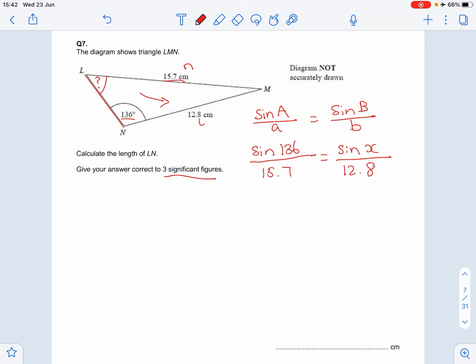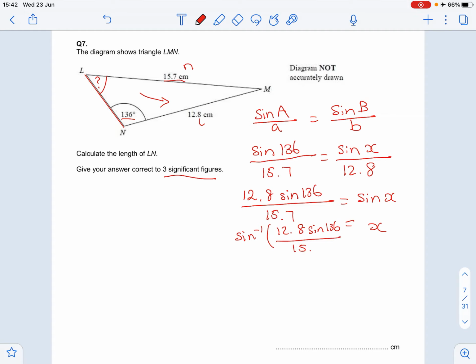So just rearrange my equation and find X. So this is 12.8 sine 136 over 15.7 equals sine X. And remember, to find the angle, we need to do sine minus 1. Please have a go at typing onto your calculator.